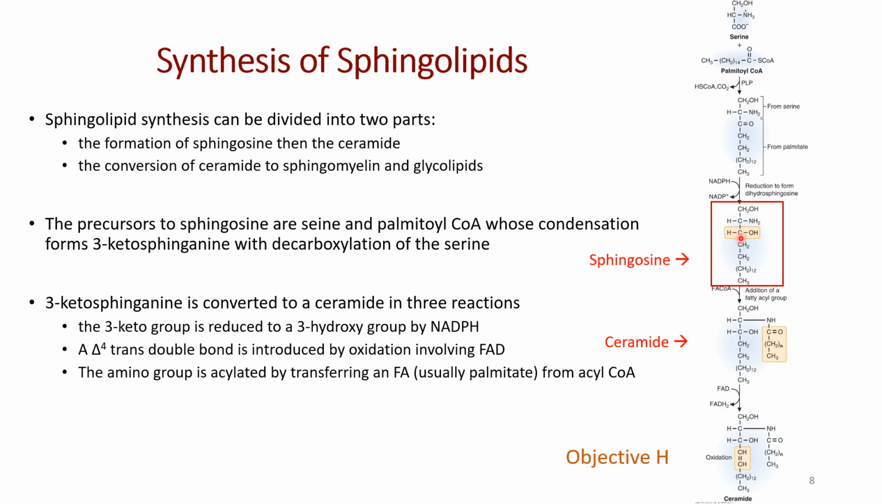Where does the sphingosine come from? We can make that. Here's palmitate, a C16 fatty acid, and we have serine donating some of the atoms to the molecule. So serine and palmitoyl-CoA come together to make that sphingosine molecule.